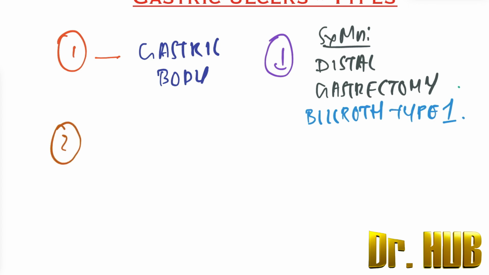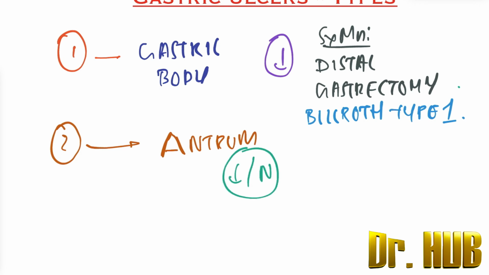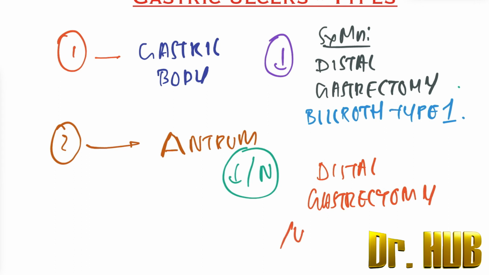Next, what we are going to see is type 2 of ulcer. Here it is associated with the antrum. The acid production is low or normal. And what is the surgical management? Surgical management here is distal gastrectomy, as well as the vagotomy, or the involvement of the PPI.